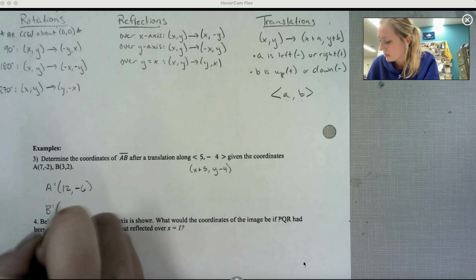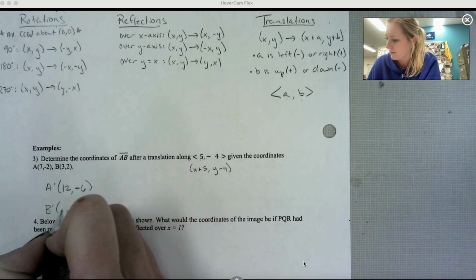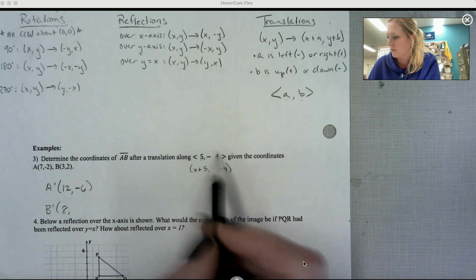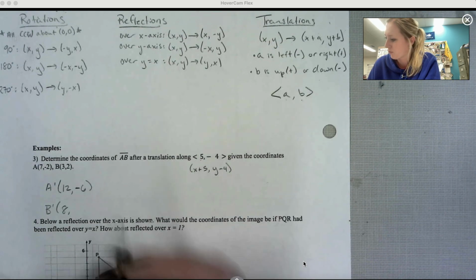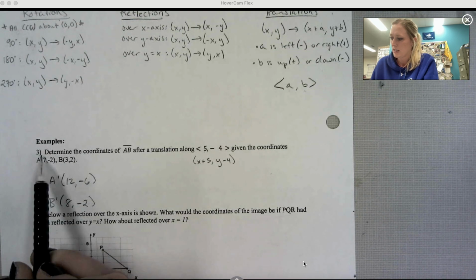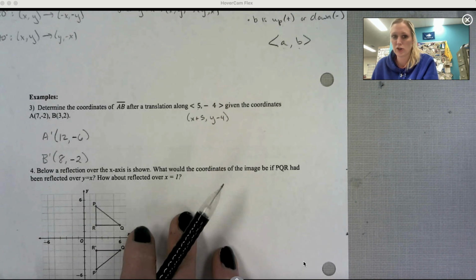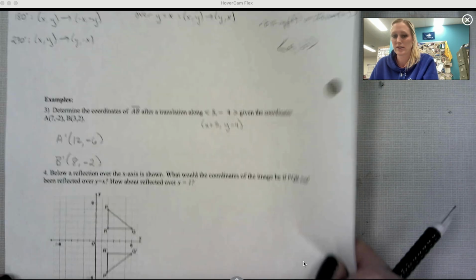B prime, we're going to do the same thing. So I'm adding 5 to the X coordinate. So 3 plus 5 is 8. And I'm subtracting 4 from the Y coordinate. 2 minus 4 is -2. So there are my new coordinates. Notice the pre-image does not have the tick mark. The image has the tick marks to show that those are the new points.